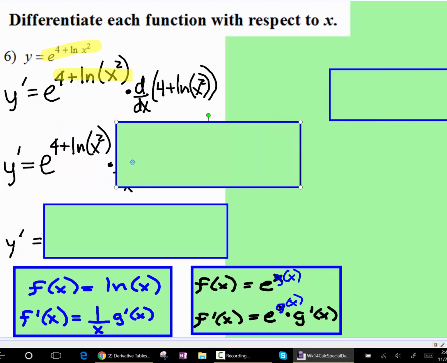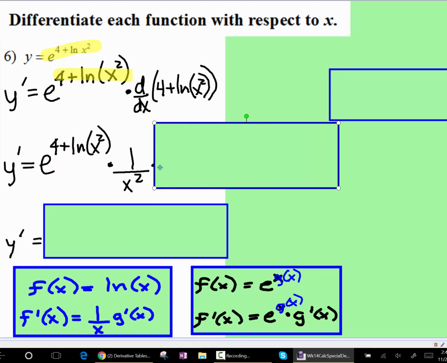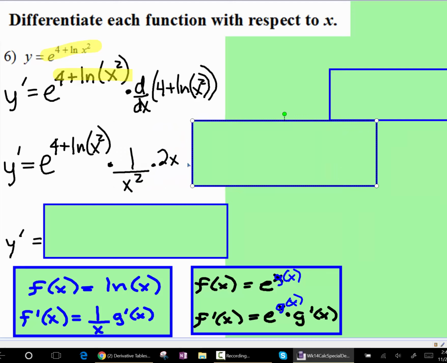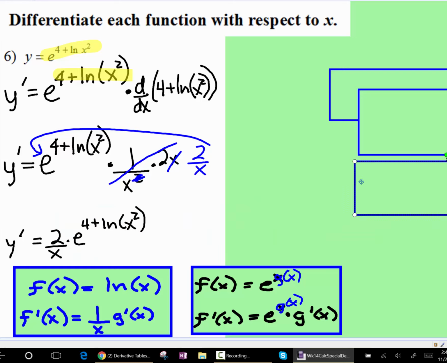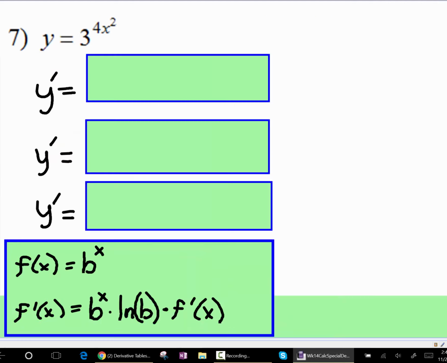There we have all that stuff again. And then it's 1 over x squared times the derivative of x squared, which is 2x. And then we're going to simplify that. So that x can go away, and that can go over. One of those can go away, leaving us, all of this becomes just 2 over x, and that's going to be brought in front. And this is what it simplifies to: 2 over x times that original e to the 4 plus natural log of x squared. All right, and I think there might be a couple more.